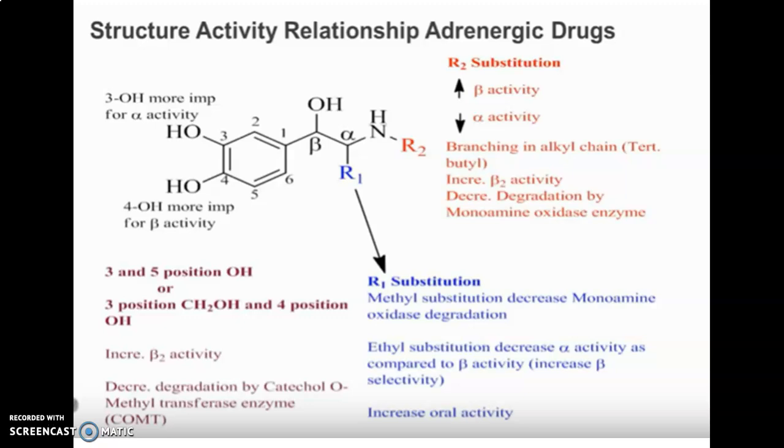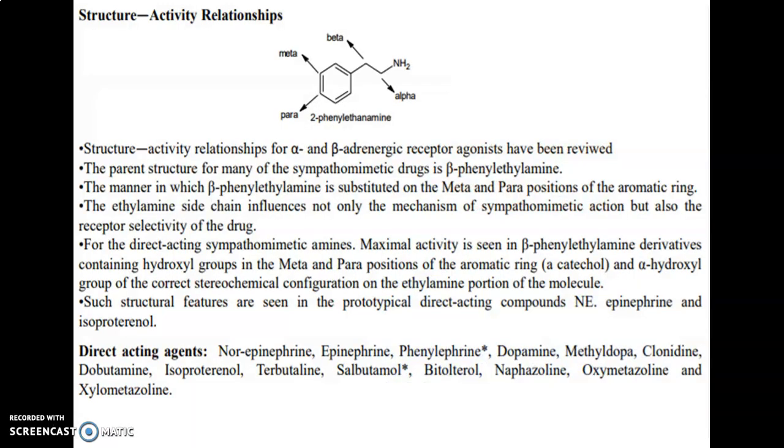So this is the overall structural activity relationship of the catecholamines. If you overview the structural activity relationships for alpha and beta adrenergic receptor agonists, the parent structure of many of these sympathomimetic drugs is the beta-phenylethylamine analogs. The ethylamine side chain influences not only the mechanism of sympathomimetic action but also the receptor selectivity of the drugs.